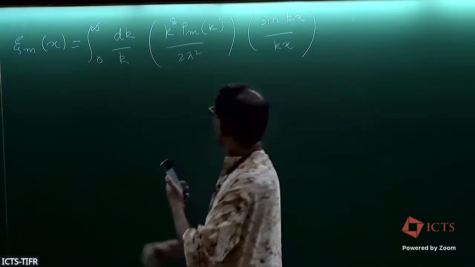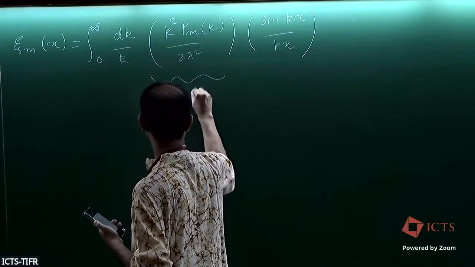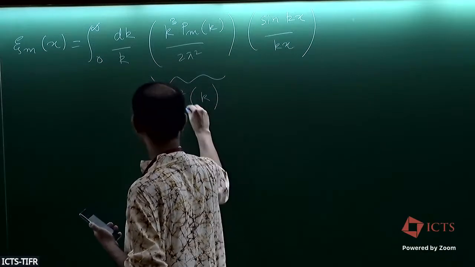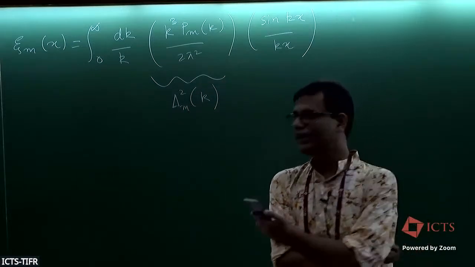Now in cosmology, this quantity is often written as delta square k or delta m square k. This is known as the dimensionless power spectrum.